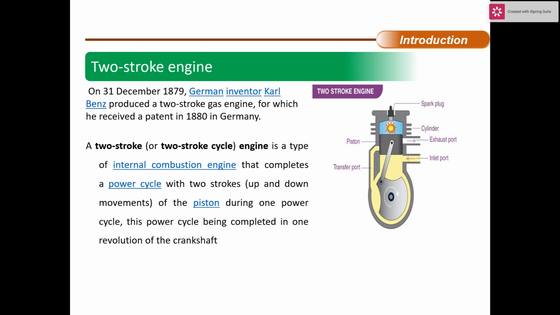On 31st December 1879, German inventor Carl Benz produced a two-stroke gas engine, for which he received a patent in 1880 in Germany.